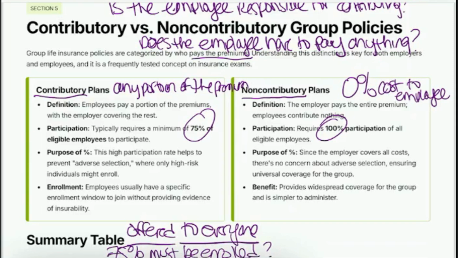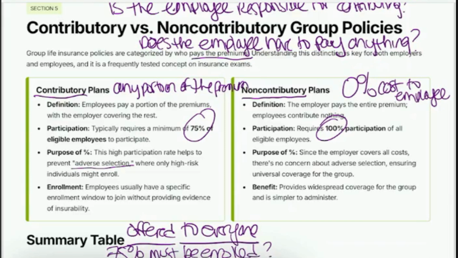The purpose of this high participation rate is to help prevent adverse selection, where only high risk individuals might enroll, right? Like if you've got stage 4 cancer and you're going to get this job just to get this life insurance policy so that it'll pay out to your family, that would be adverse selection, right? We went over that in general insurance. They're the only ones that are crazy enough to pay this high premium. It has to be a good mix. That's another reason 75% of eligible employees must participate. It has to be a good mix of different ages or health backgrounds, things like that.